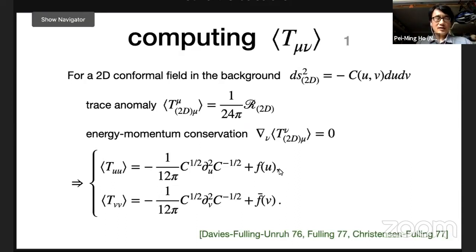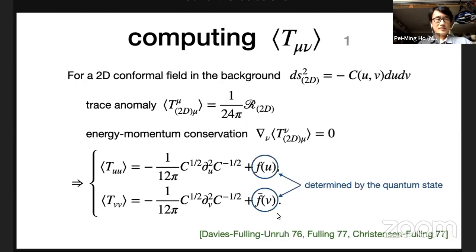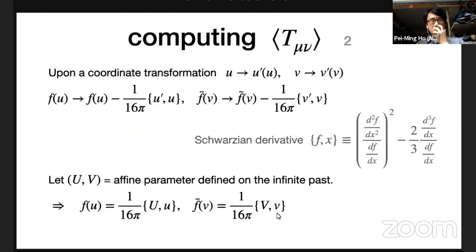So basically these two functions, f and f bar, are going to be determined by the boundary condition. Another way to look at this is that they are determined by initial conditions, by the quantum state. You can think of it this way. Upon a coordinate transformation, say u goes to u prime, which is a function of u only because you still want u prime to be a light-cone coordinate, you see that f transforms by the Schwarzian derivative.